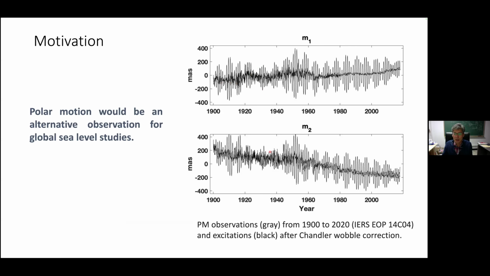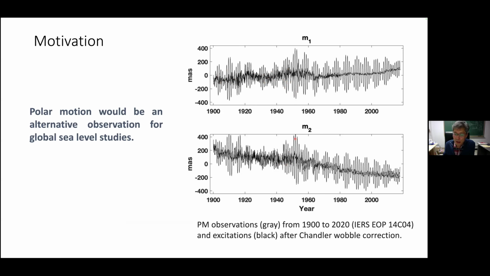So this is the observation of polar motion since 1900. And this is the X direction of polar motion. This is the Y direction of polar motion. So the X direction is toward the Greenwich meridian, and the Y direction is toward 90-degree east longitude. You can see a very clear oscillation in polar motion, shown here in the thin black line. We call this Chandler wobble.